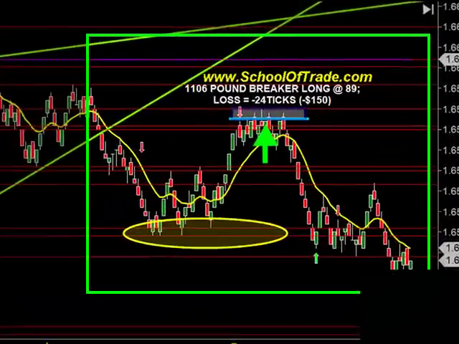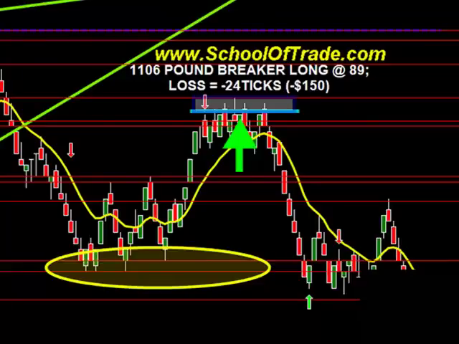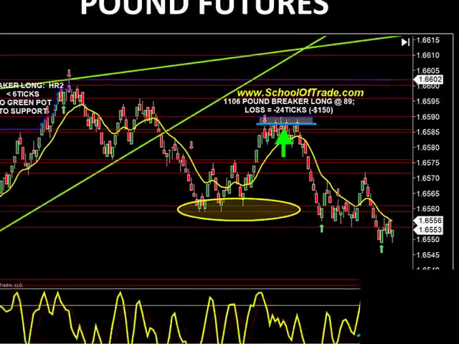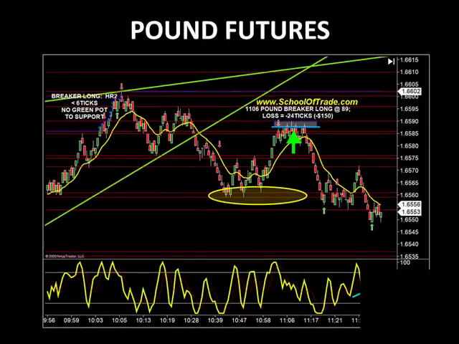This was a breaker long, trying to go in continuation with this pattern, back up to test that 6,600 level here on the pound. We took it at 89, got stopped out, of course, minus 24 ticks times 6.25 per tick is 150 bucks. So we gave back a little bit of money there after we made so much here this morning. At the end of the day, though, right, over 80 ticks on crude. We had made some money in the pound, give it back here at the end of the day. But guys, as you can see, a wonderful day in the market. And that shows you guys we made that 780 for the total today.